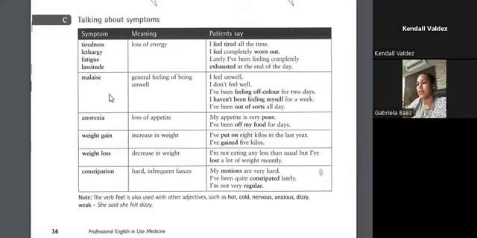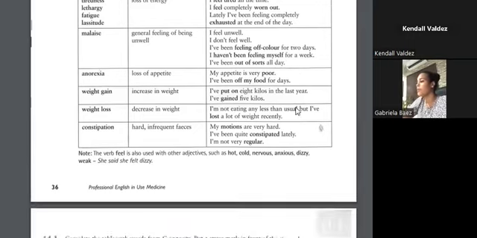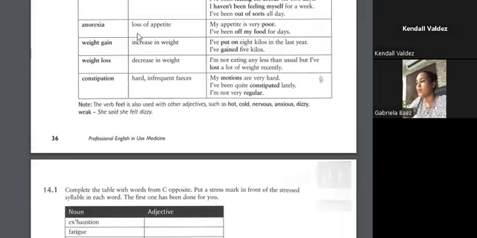Malaise: a general feeling of being unwell. I feel unwell. I don't feel well. I've been feeling off color for 2 days. I haven't been feeling myself for a week. I've been out of sorts all day. Anorexia: loss of appetite. My appetite is very poor. I've been off my food for days.